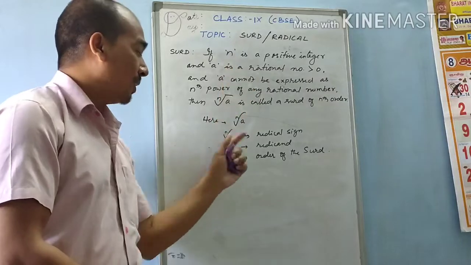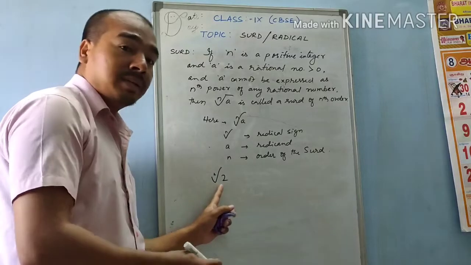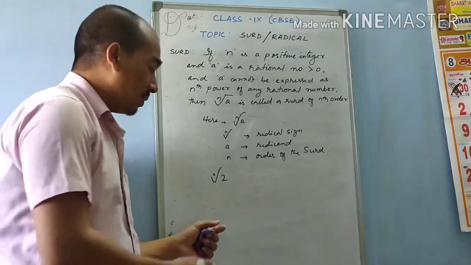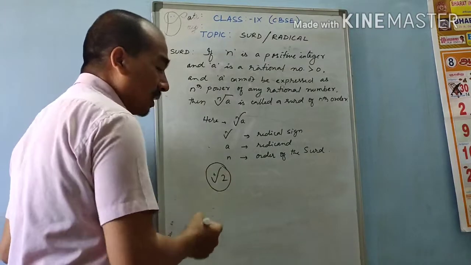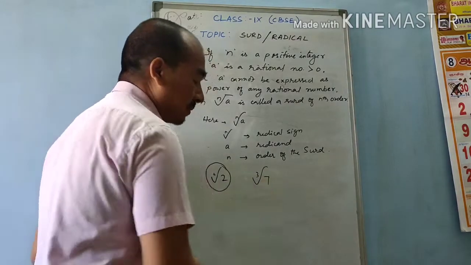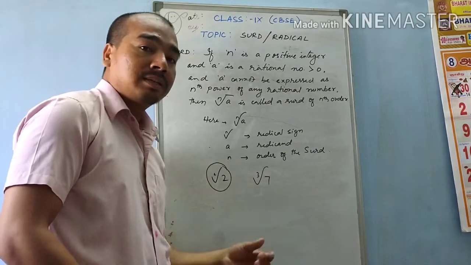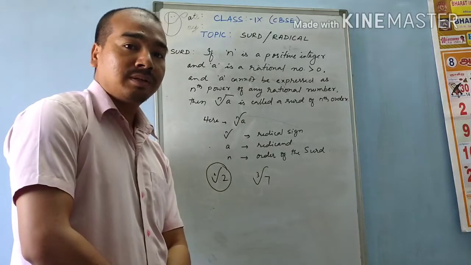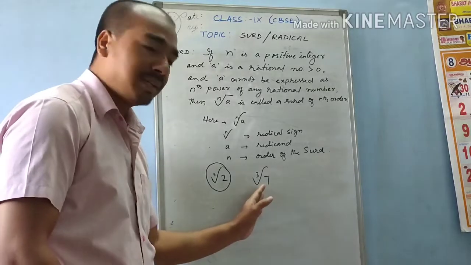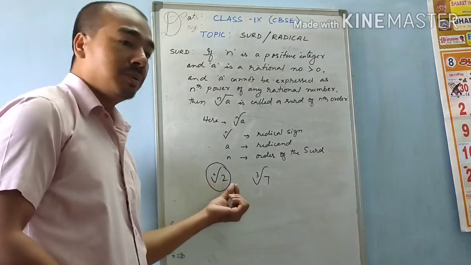By seeing this condition you must know. This is a square root, order is 2. 2 cannot be written as the square of any number, so this type of irrational number is also a surd. Cube root of 7: here the cube root order is 3, but 7 cannot be written as any number to the power 3, so this number is also a surd, because it is also an irrational number. What type of irrational number? Like this, root 2, root 7.